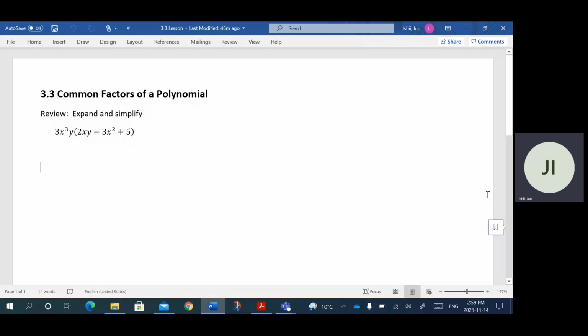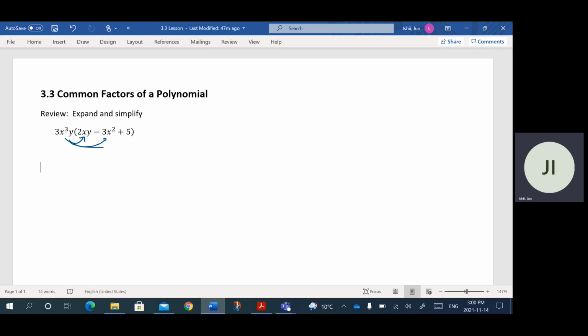Okay, so in this lesson, what we're going to be doing is something called factoring polynomials. But to start off, I want to do a little bit of review from the previous lessons. Just to review, we're going to expand and simplify this. We want to get rid of the brackets, so we're going to use the distributive property. We're going to multiply the 3x cubed y into the brackets.